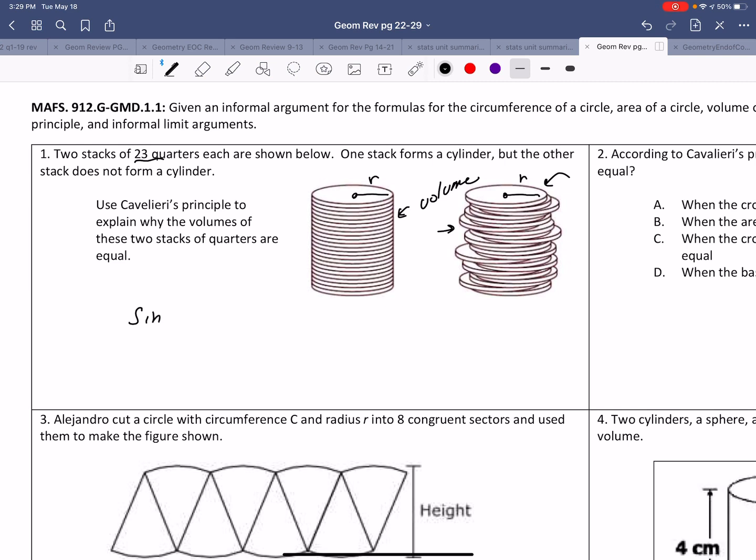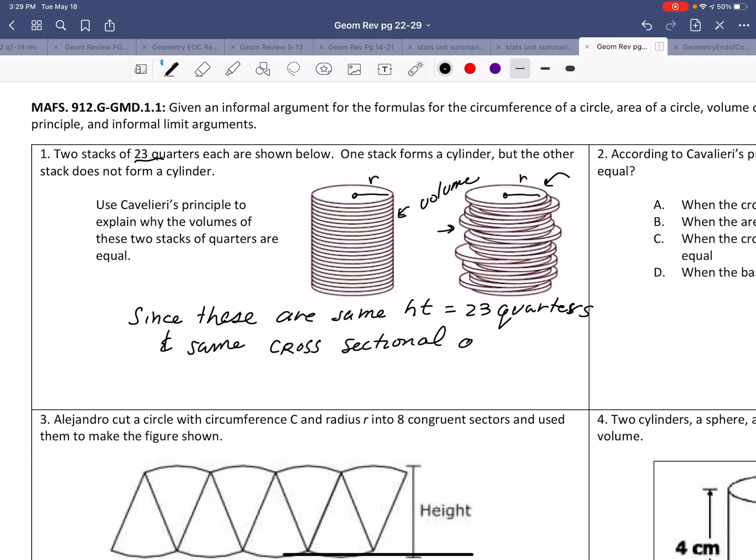So since these are the same height, 23 quarters high, and the same cross-sectional area, one quarter is equal to the other quarter. That's the cross-sectional area.